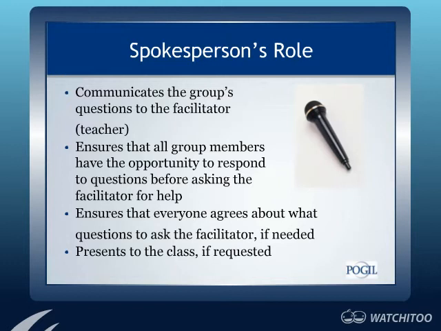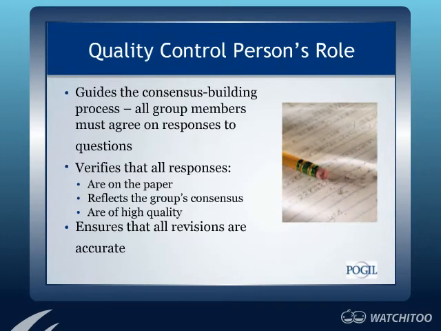The second category of role is the spokesperson. This person's job is to communicate with the teacher. It's really important that as the teacher, the facilitator, you are reinforcing that role and not talking with the others in the group, making sure that the spokesperson is doing the talking for the group. This person is also supposed to ensure that all the group members have had an opportunity to respond to a question before they ask for help, so they're making sure that input gets around to everyone. They ensure that people agree about a question that needs to be asked of the teacher. They are also the person who does the reporting out and presents information to the class when asked.